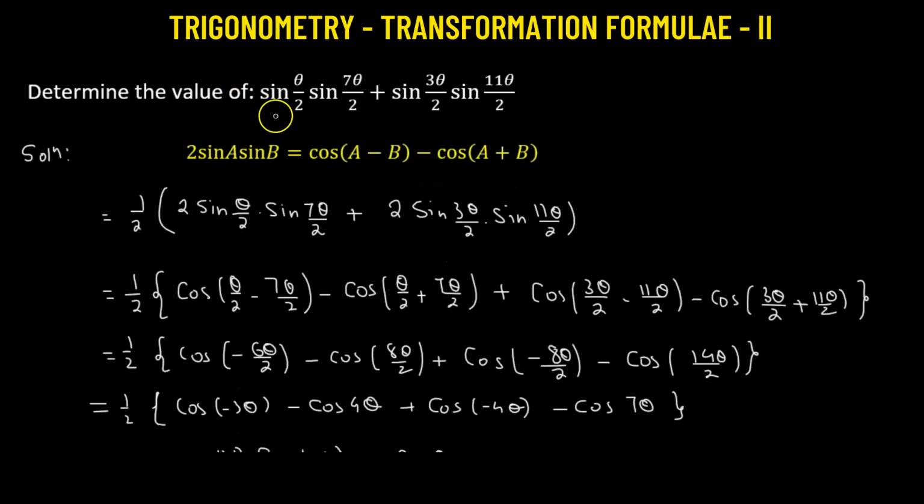So therefore, the value of sine theta over 2 times sine 7 theta over 2 plus sine 3 theta over 2 times sine 11 theta over 2 is equal to the product of sine 2 theta and sine 5 theta.